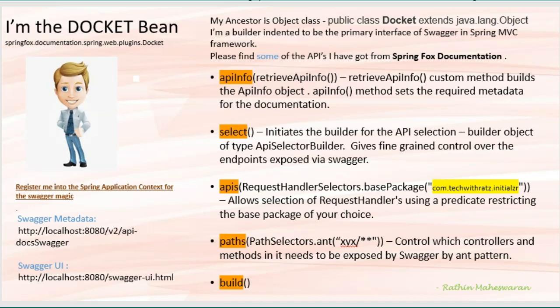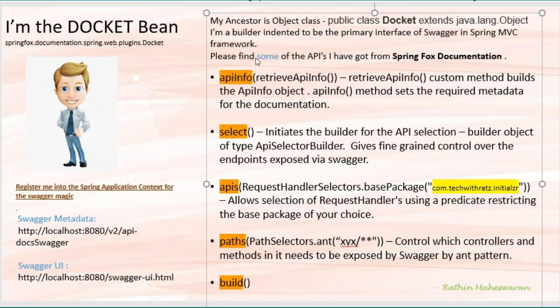Let's look at some of the important features of a Docket bean. Docket is a builder intended to be the primary interface of Swagger in the Spring MVC framework. Docket comes from the SpringFox documentation. SpringFox works by examining an application once at runtime to infer API semantics based on Spring configurations, class structure, and various compile time Java annotations.